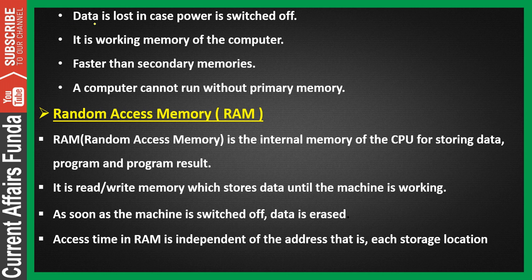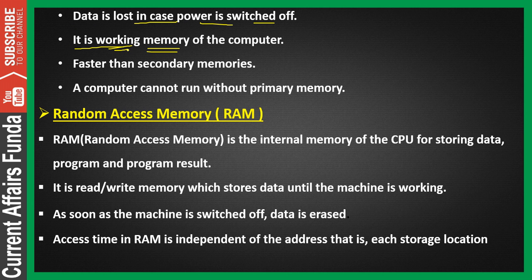Next characteristic: data is lost in case power is switched off. Whenever your power gets switched off, your data gets lost. Okay, it is working memory. Working memory, because whenever your processor is going to work, it always needs register, cache and main memory. So it is a working memory.